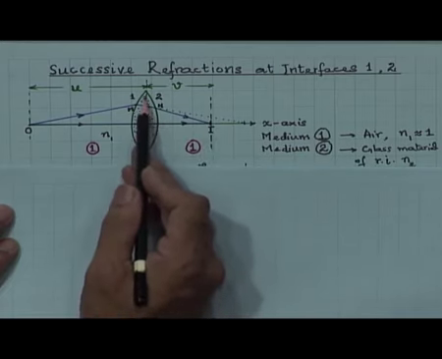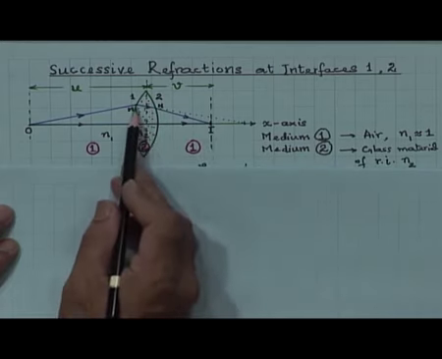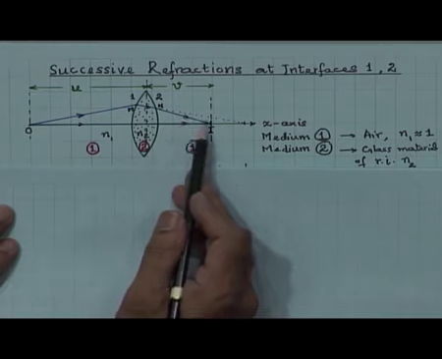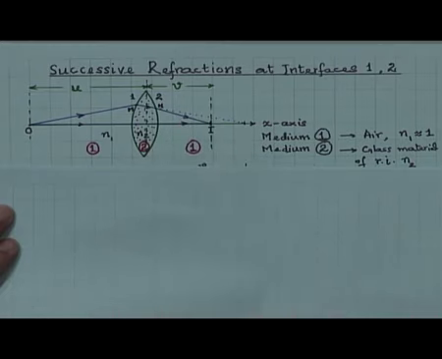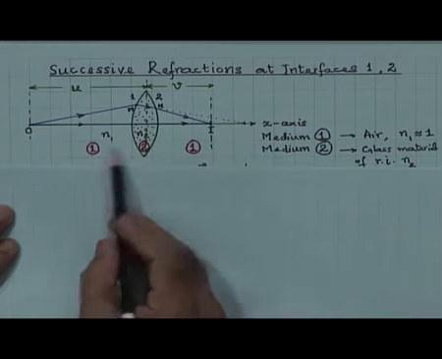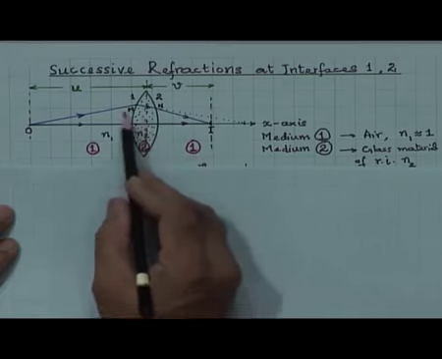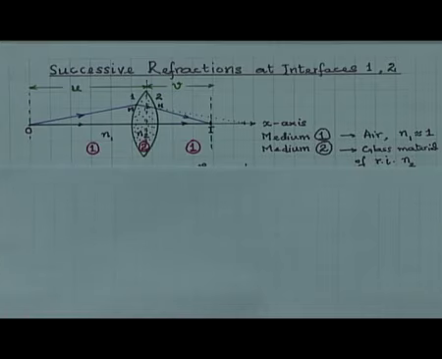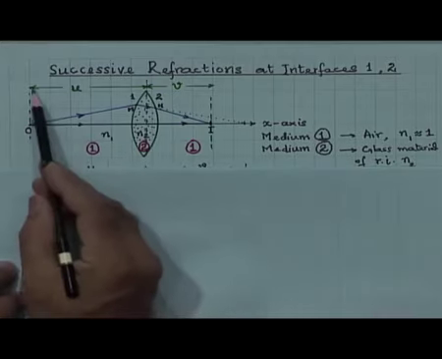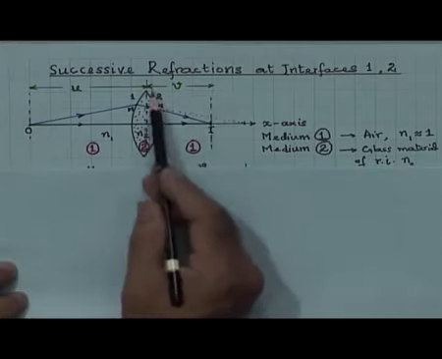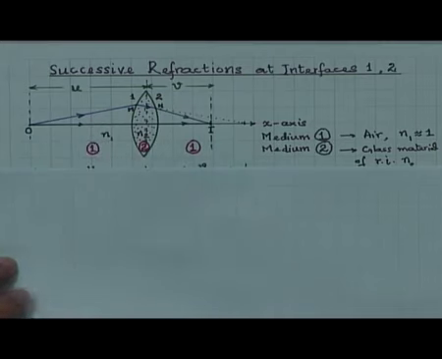If the second surface was not there, the refracted ray would have travelled somewhere here, and this is medium 1, medium 2 and medium 1. I have considered this n2 greater than n1, and this is the object distance and this is the image distance with the appropriate sign conventions. When we go for the derivations, we will see that.